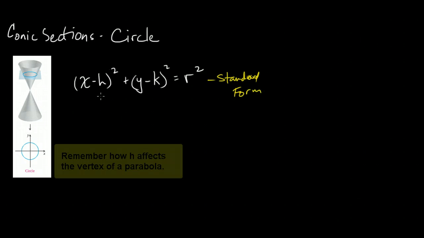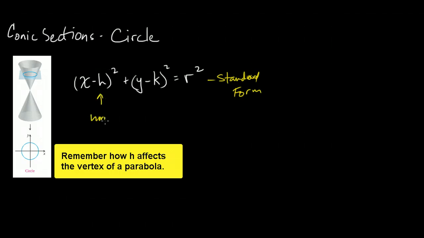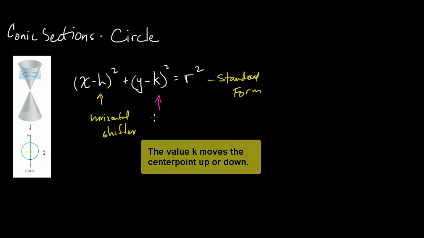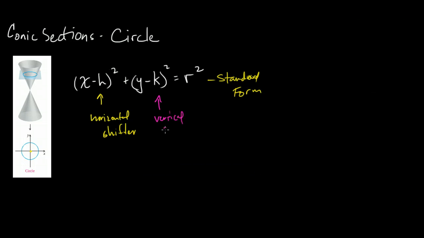H, again, will be our horizontal shifter. This is where the center point of our circle is going to be horizontally. So H is a horizontal shifter. Then K will be our vertical shifter, where on the y-axis, or where in relation to the y-axis, our center point is going to be. And it works pretty much like this.